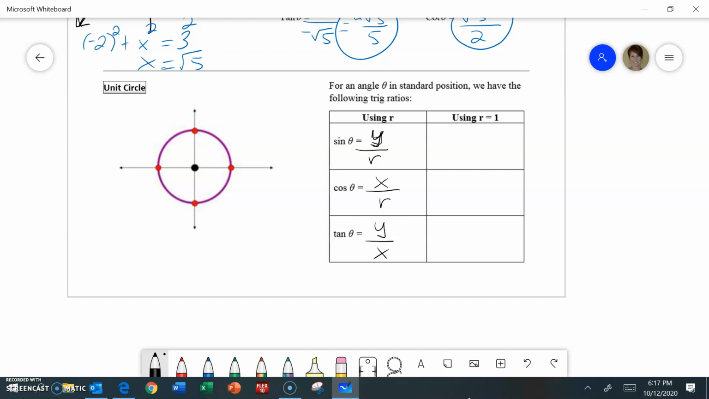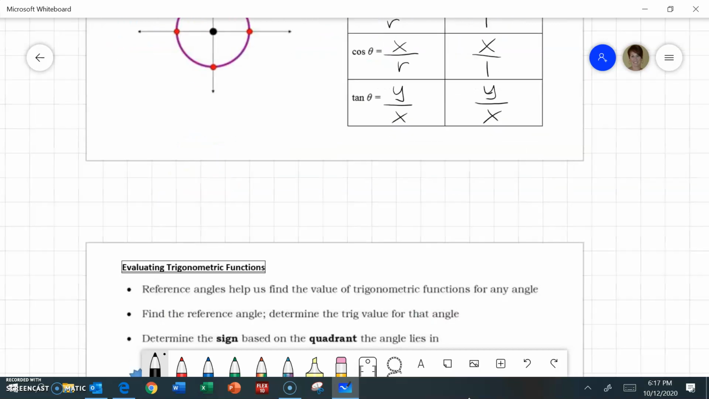So in this case, we said that the sine would be y over 1, the cosine would be x over 1, and then the tangent is y over x. So that's just a quick review from our first set of notes, okay? All right, let's go on.